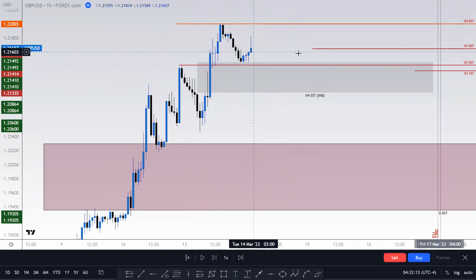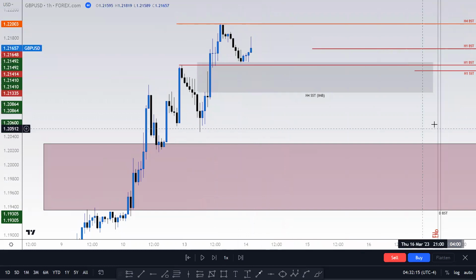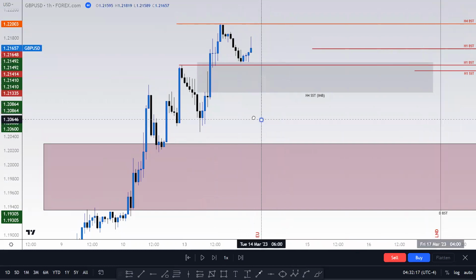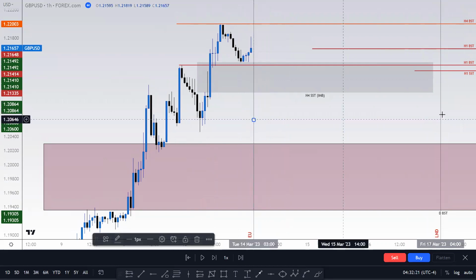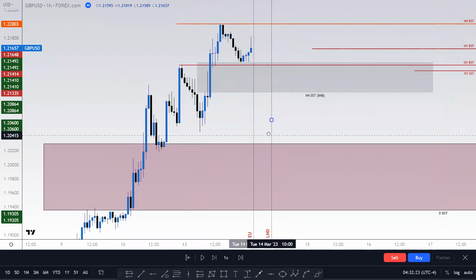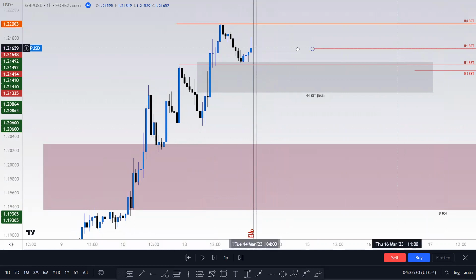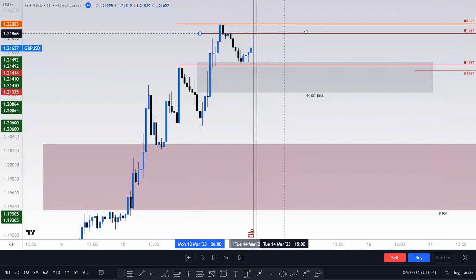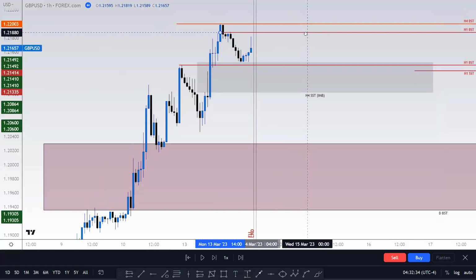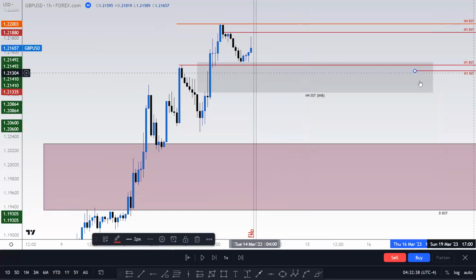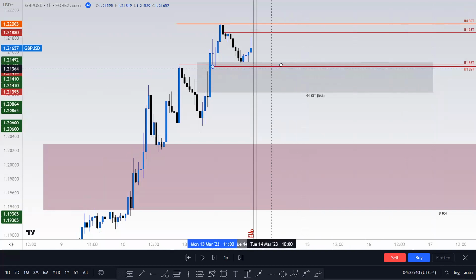So now 3 a.m. is the open of the session. Just move that there. And then 4 a.m. is the open of London. There we go. So the next draw on the 1-hour buy side is the swing high, and the next draw on 1-hour sell side is going to be the swing low down here.